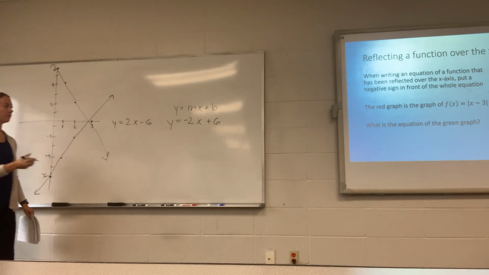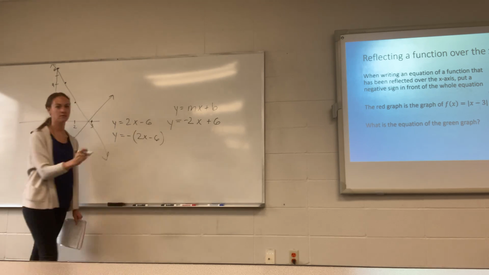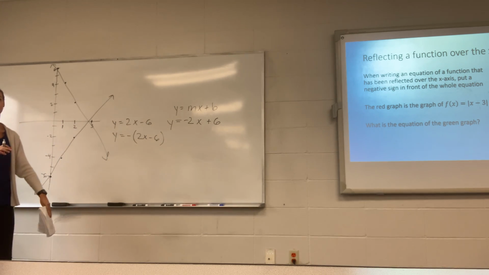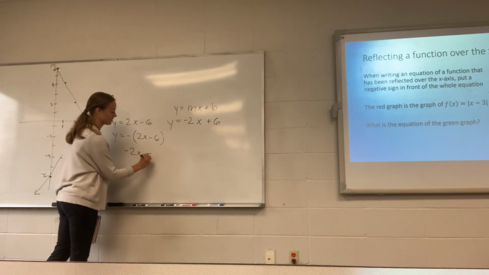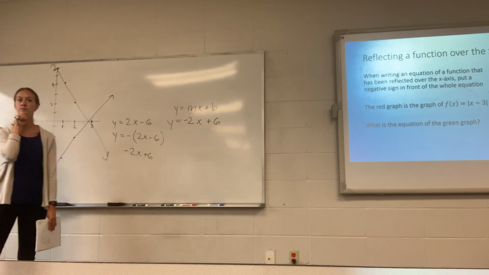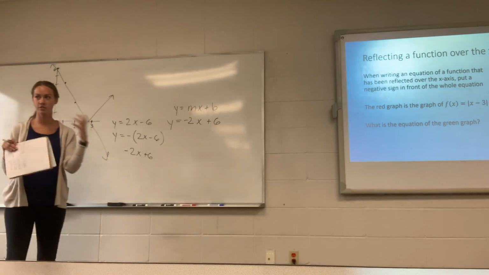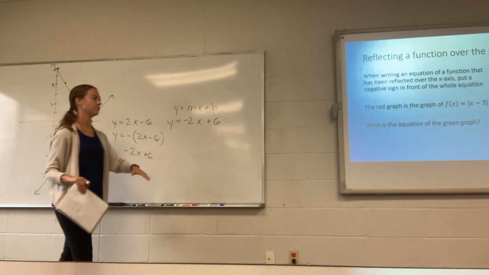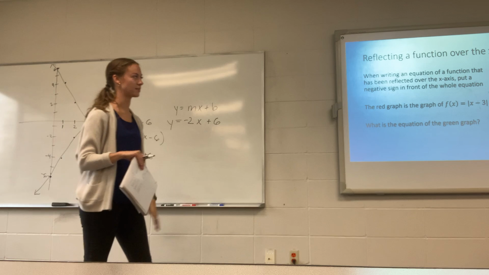If I were to put a negative in front of the whole thing, so if I have y equals -(2x minus 6), if I distribute this negative, Paige, what would I have? Yeah, -2x and then +6. Is that what I had over there? Yeah, so when we're reflecting over the x-axis, all you have to do is take your original equation, put a negative out front, and then distribute it. That's going to give you your reflected equation. So just a negative out front when you're reflecting over the x-axis.